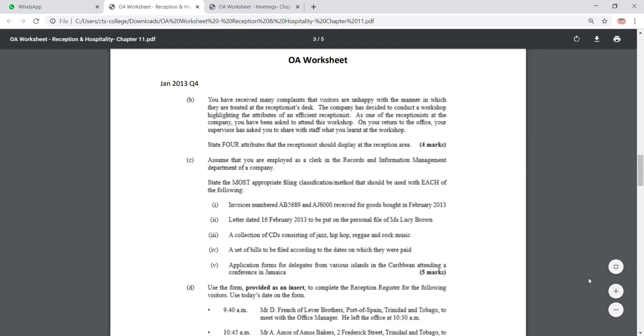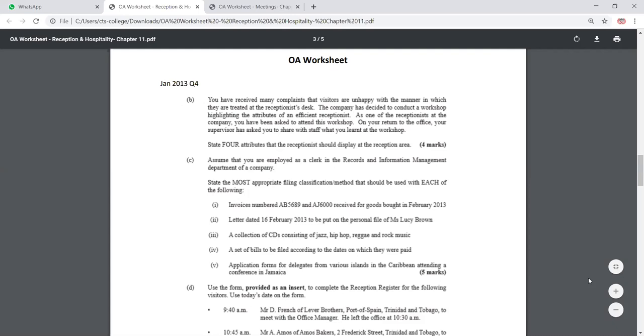Geographical. Which one? Geographical means what? The names of places, not so? So no, geographical or subject will not be an answer there. We are thinking, what does the word numerical mean? Something made up of what? Only what? Numbers.